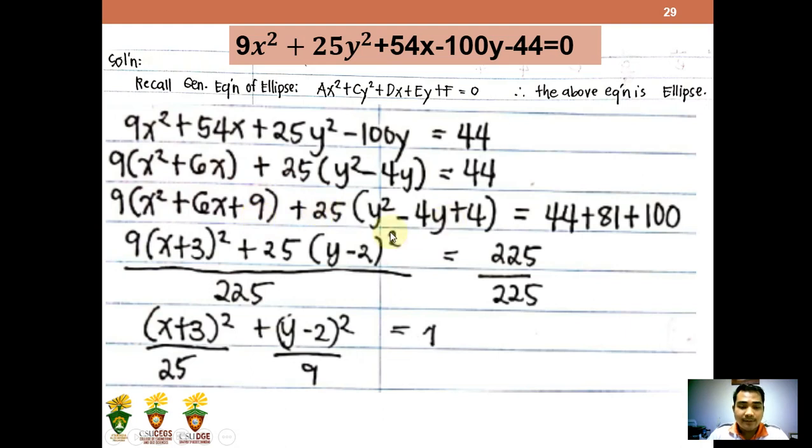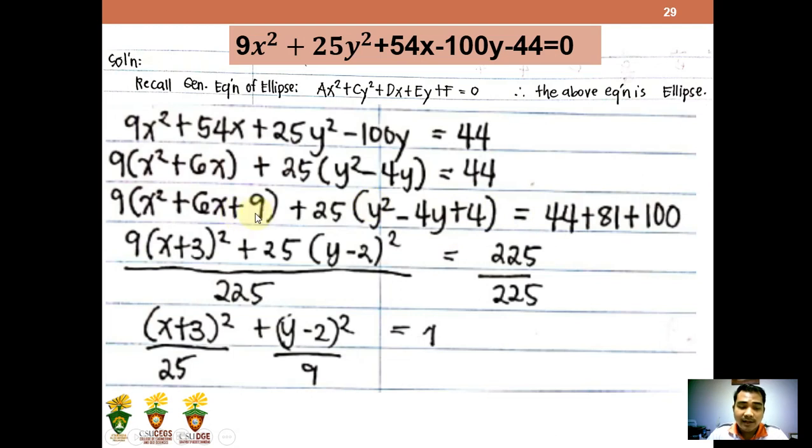So, for y, y squared minus 4y plus 4, we add 4 to become a perfect square. Then on the other side, it is 44, and 81 and 100 come from there, sir.